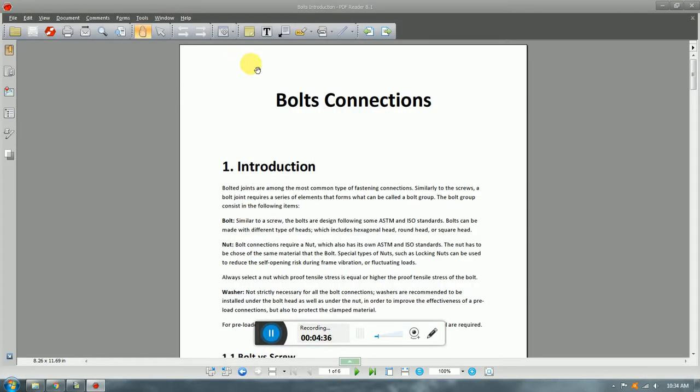So what is a bolt? Okay, a bolt connection. Sorry, what is a bolt connection? A bolt connection is one of the most famous and one of the first ones you're going to think about when you have to connect two parts together.